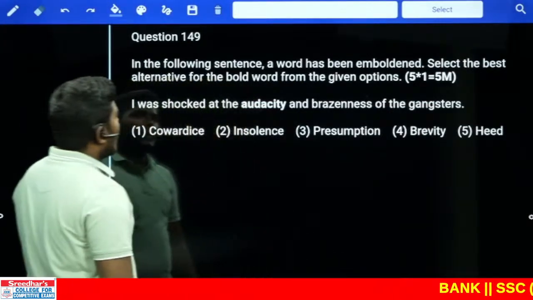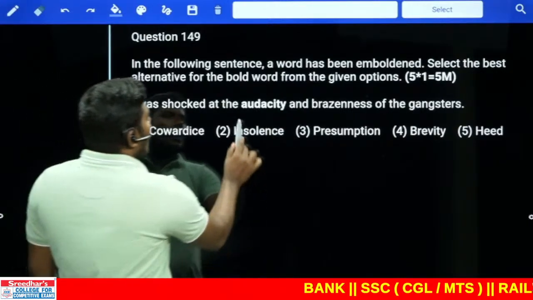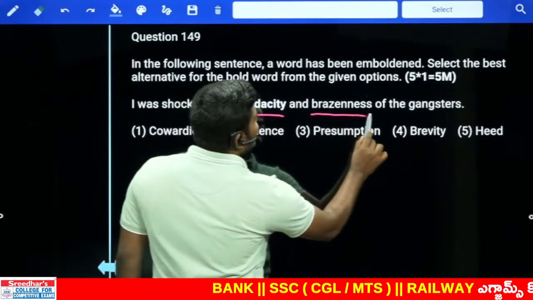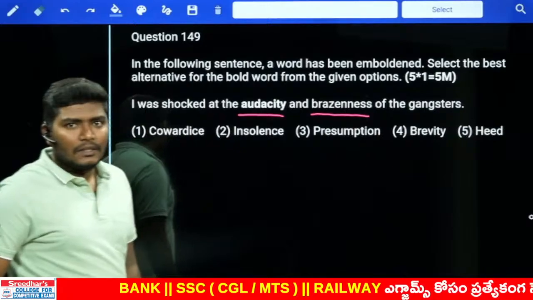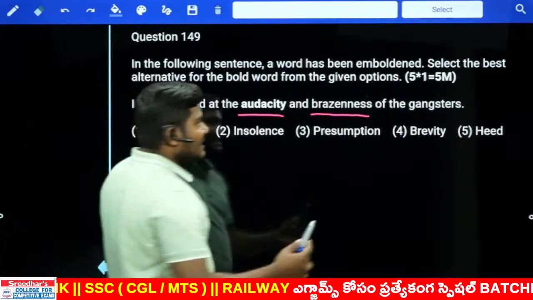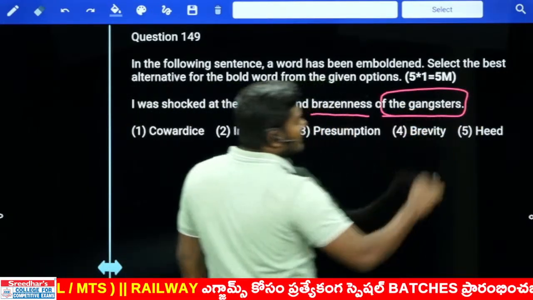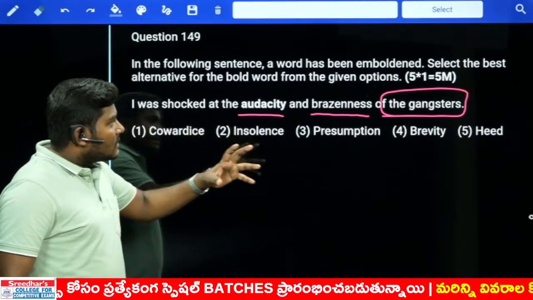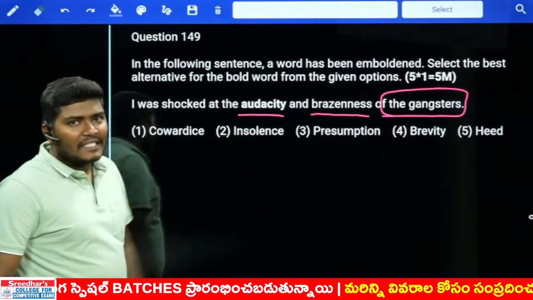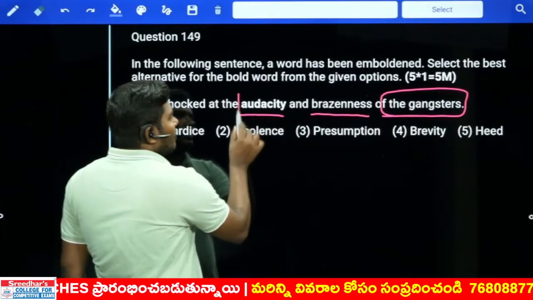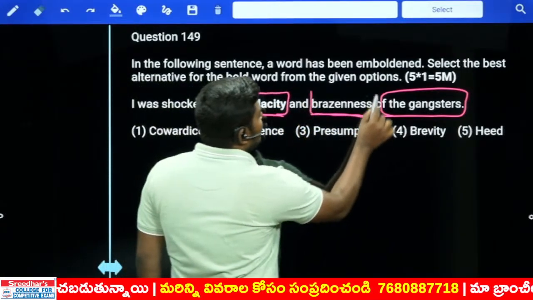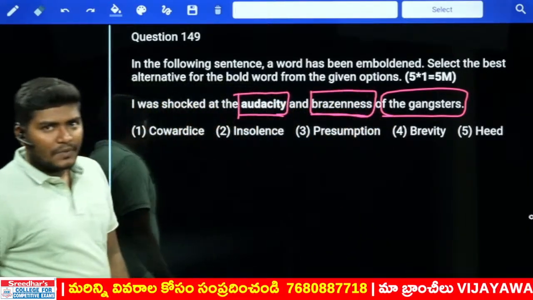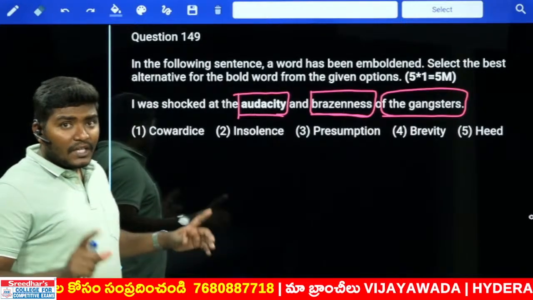Look at the statement. I was shocked at the audacity and brazenness of the gangsters. Whom are we speaking about? Gangsters. We are speaking about the gangsters. I was shocked at the audacity and the brazenness of the gangsters. Look at the two parallelisms, audacity and brazenness. Look at the case very carefully. We are speaking about the negative case here.